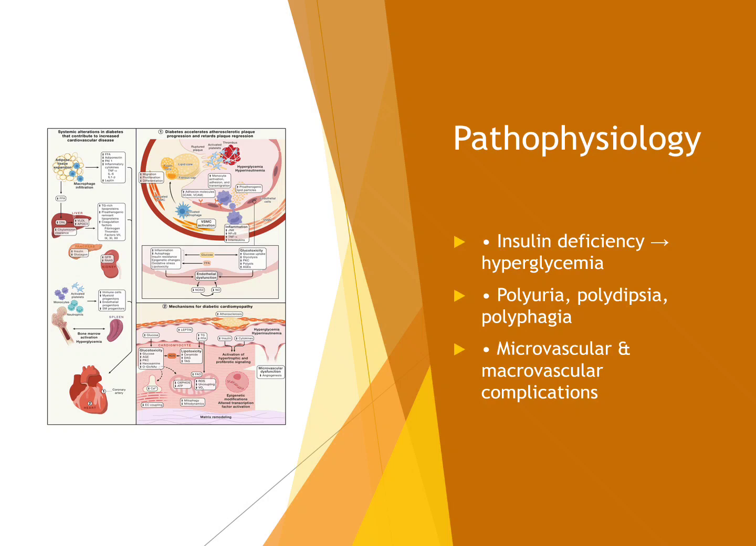In diabetes, inadequate insulin activity leads to reduced glucose uptake by cells and increased glucose production by the liver. This results in hyperglycemia. Clinically, patients experience polyuria, polydipsia, and polyphagia. Over time, chronic hyperglycemia causes damage to blood vessels and organs, leading to both microvascular and macrovascular complications.